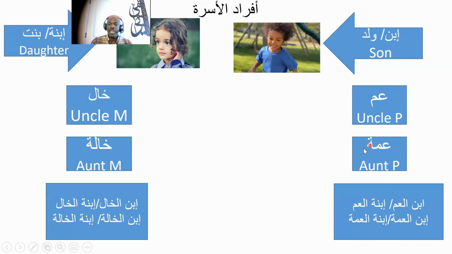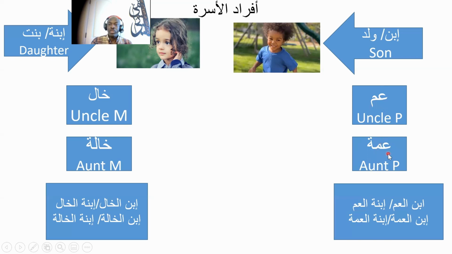We just added a ta marbuta to uncle. Am, we added the ta marbuta, Amma, just to indicate that this noun is feminine. Amma is aunt, paternal. For example, this aunt is your dad's sister.